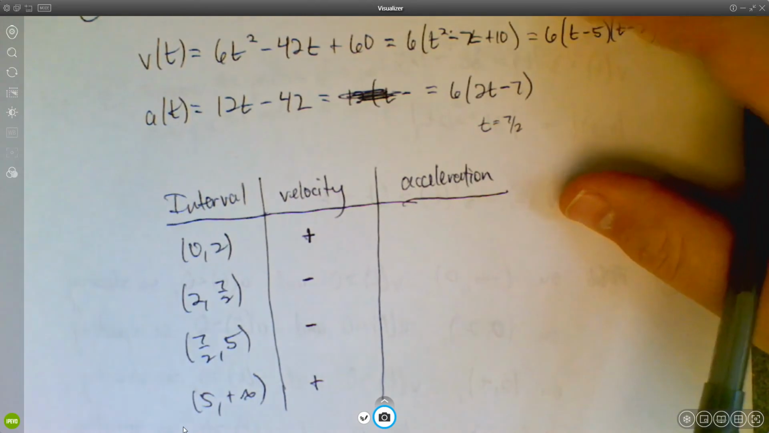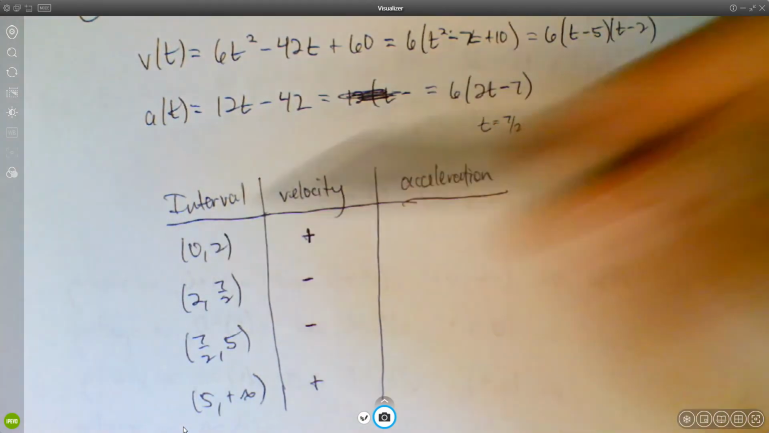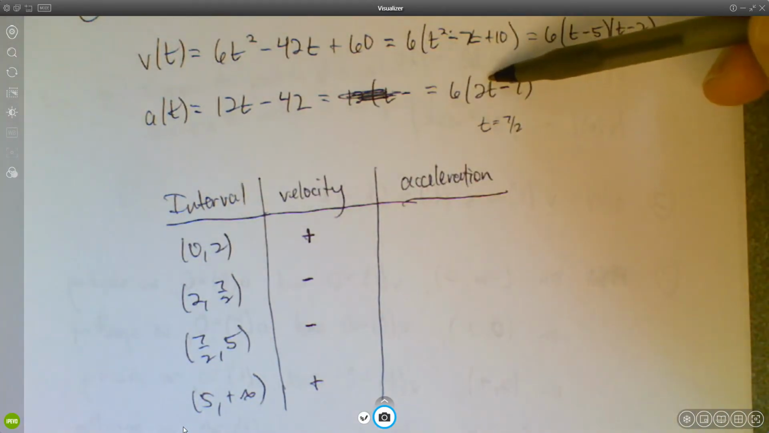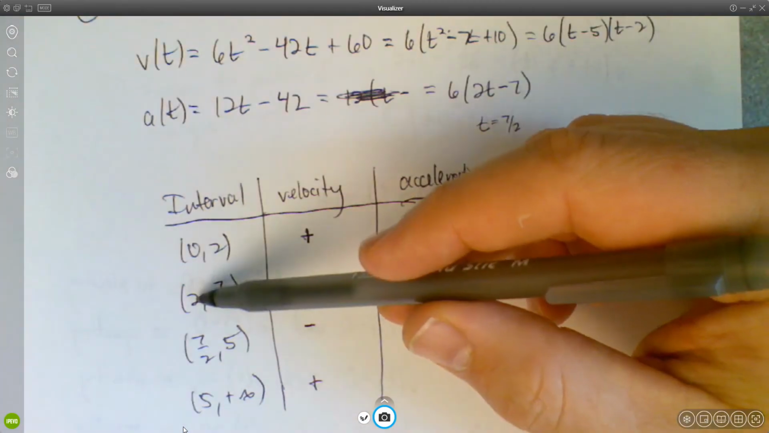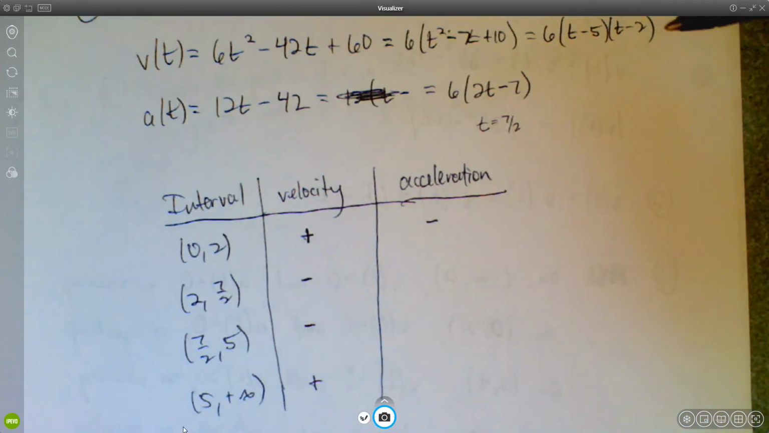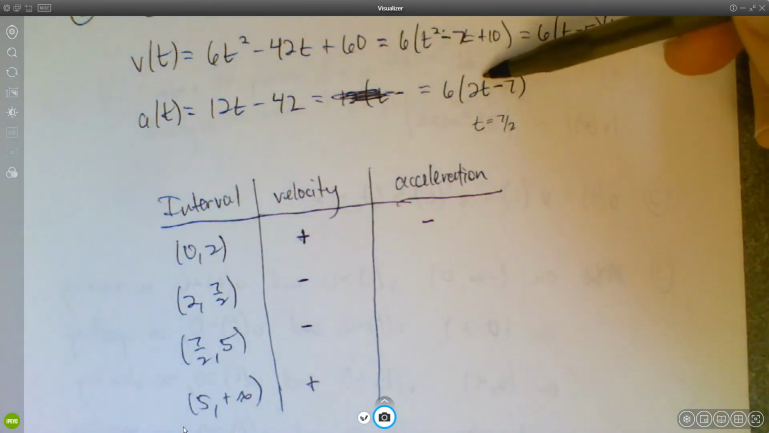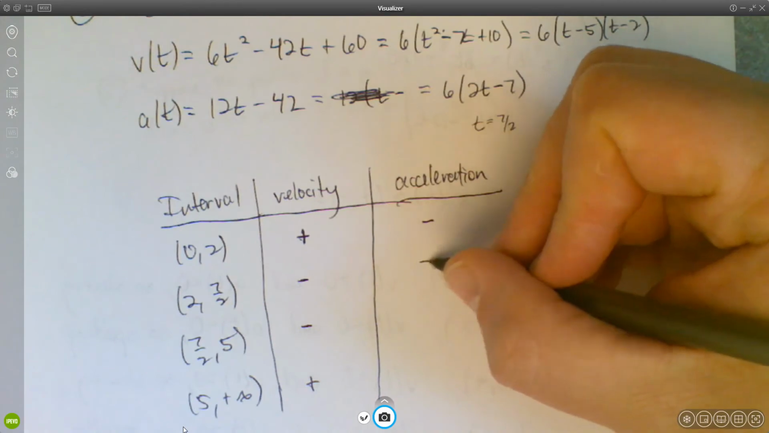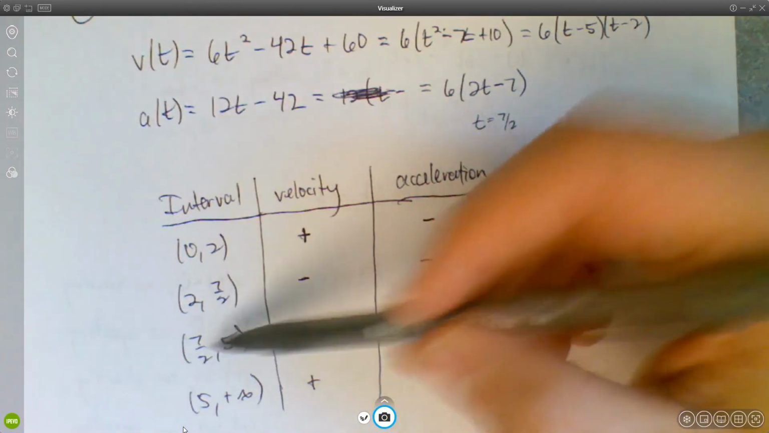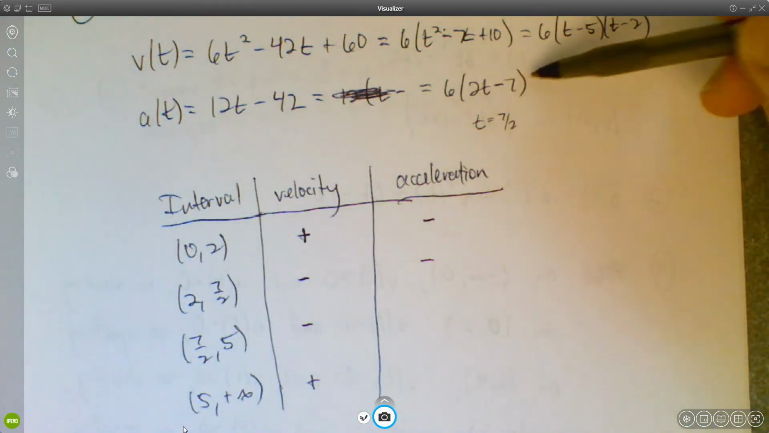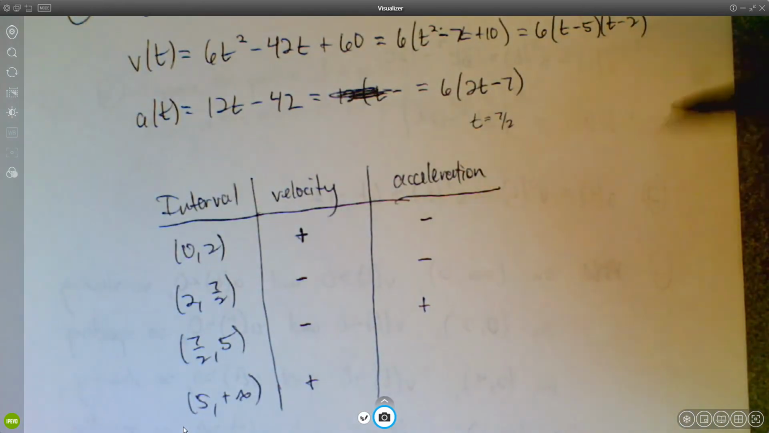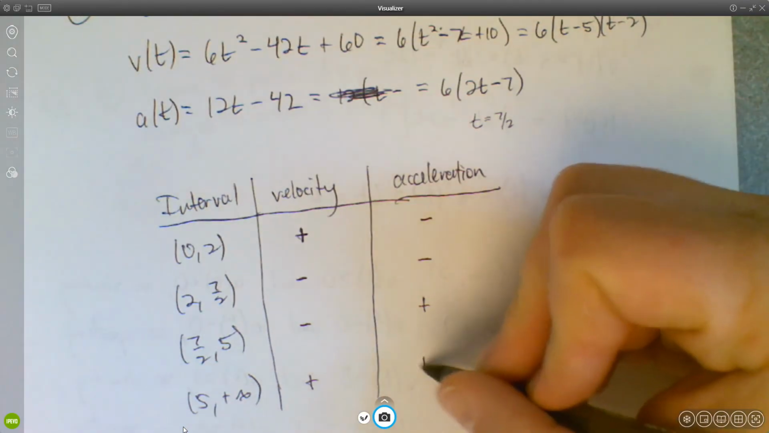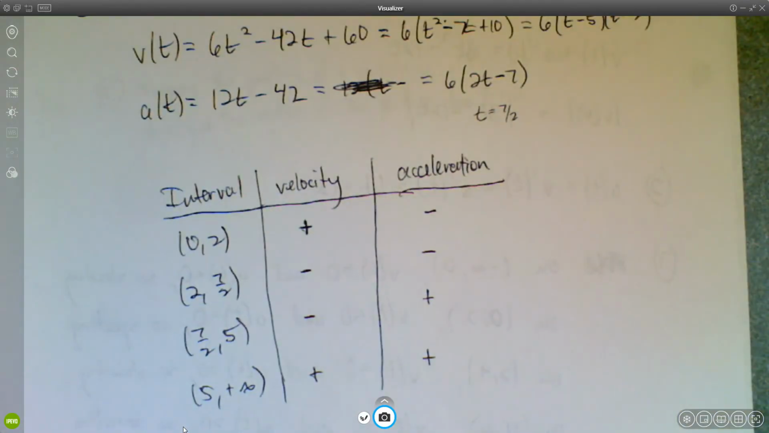What about the acceleration? If I plug in something between 0 and 2, like 1, I'm going to have 2 minus 7, that's negative. Between 2 and 3.5, like 3, I'll have 6 minus 7, that's still negative. Between 3.5 and 5, like 4, I'm going to have 8 minus 7, that's positive. And if I plug in something bigger than 5, like 6, 12 minus 7, that's still positive.